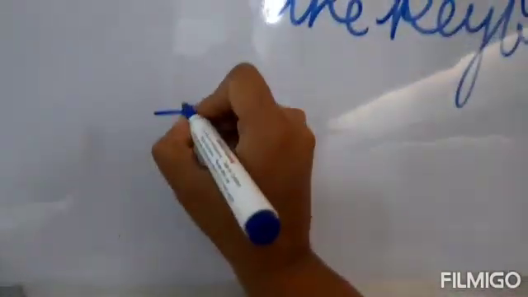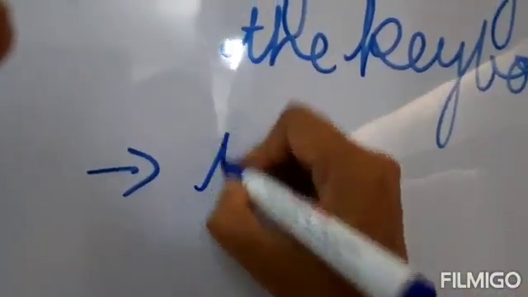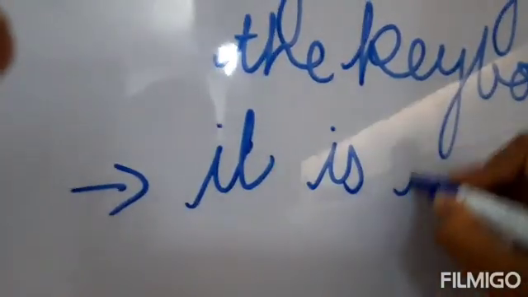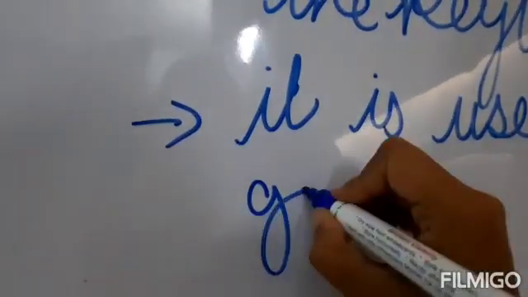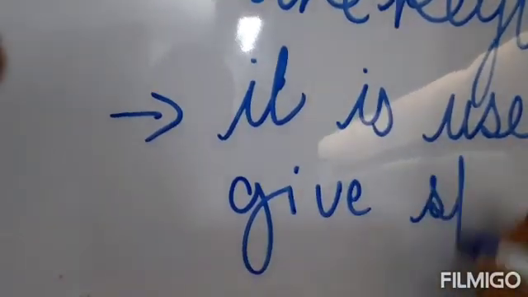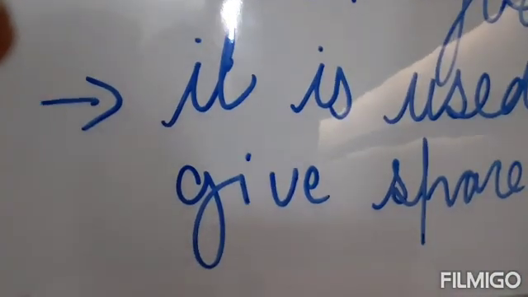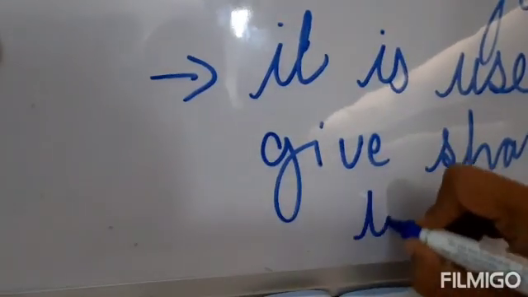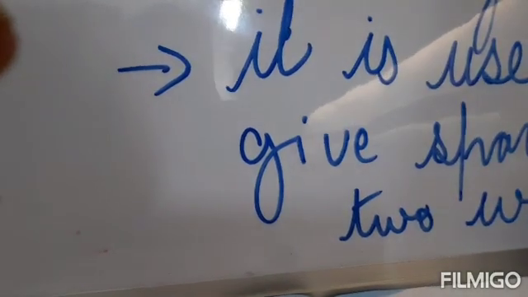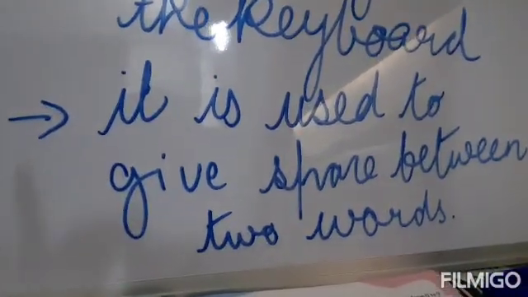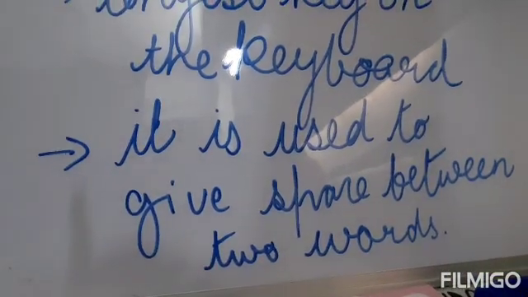And what is the function of the space bar? The function is that it is used to give space between two words. So why do we use a space bar key? It is used to give space between two words. So that is the function of the space bar key.